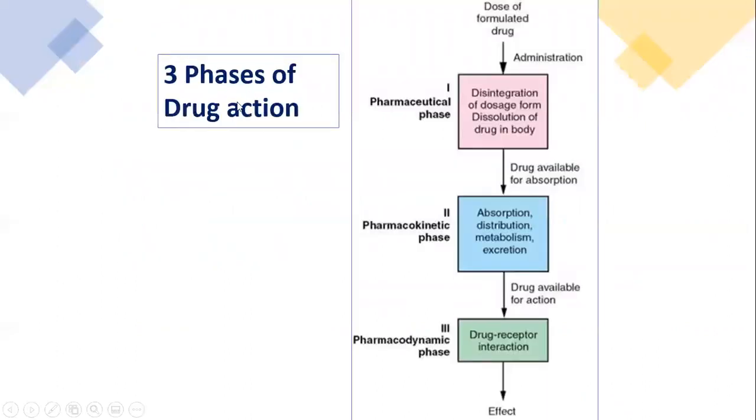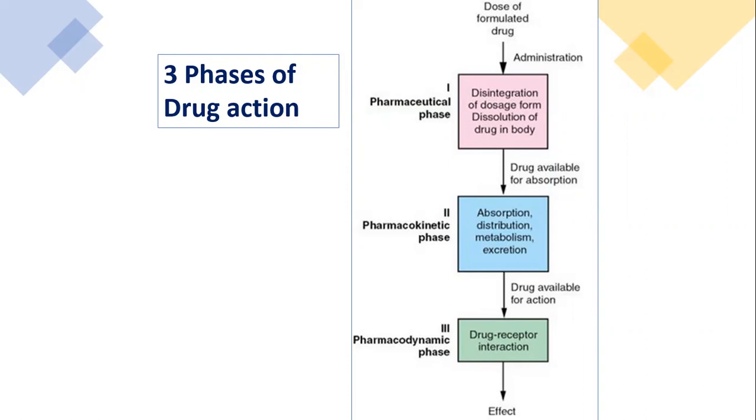The three phases of drug action. One is the pharmaceutical phase, now pharmacokinetics, and pharmacodynamics. So pharmacodynamics is the study of the biochemical and physiological effects of drugs and their mechanism of action at the organ, system, or subcellular level.